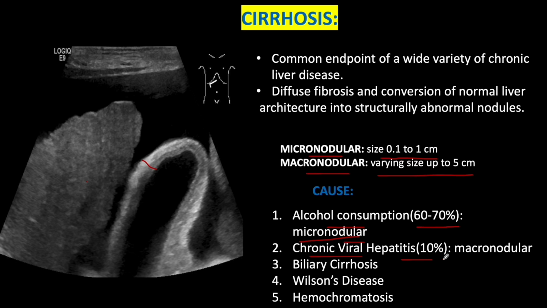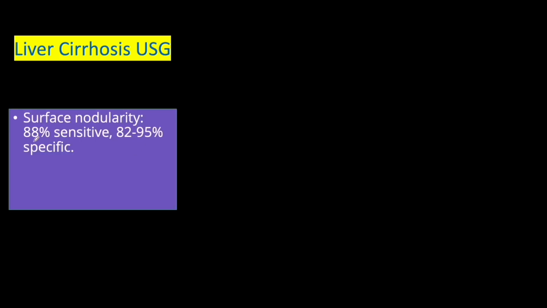Chronic viral hepatitis is the second leading cause of liver cirrhosis, and in chronic viral hepatitis you can see macronodules. Biliary cirrhosis, Wilson's disease, and hemochromatosis can all lead to liver cirrhosis. What we actually see in liver cirrhosis on ultrasound is surface nodularity, which has high sensitivity and high specificity: around 88% sensitivity and 82 to 95% specificity for the diagnosis of liver cirrhosis. Overall coarse and heterogeneous echotexture is also suggestive of liver cirrhosis.